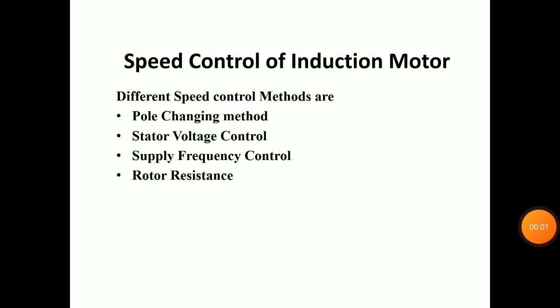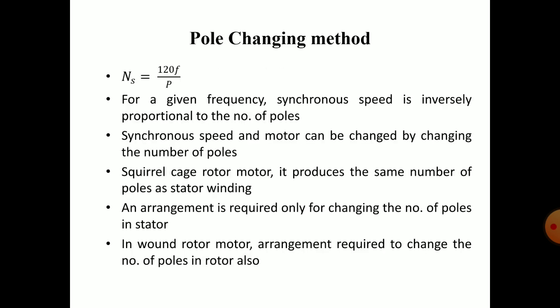Hello all, welcome to the session on speed control of an induction motor. There are different speed control methods. They are pole changing method, stator voltage control method, supply frequency control method, rotor resistance method. So let us discuss one by one. So first one, pole changing method.